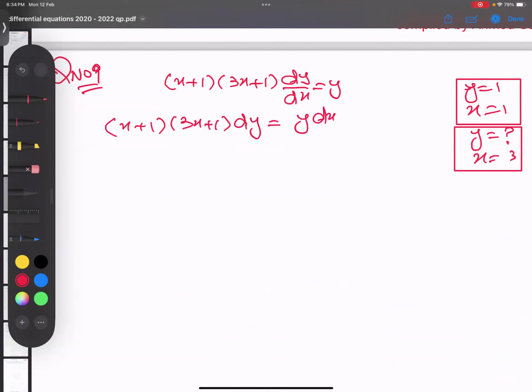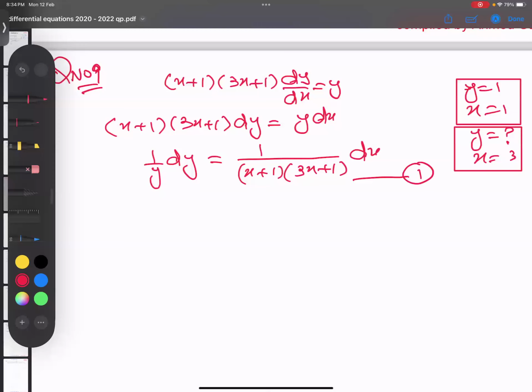All right, but we need y as the subject, so make sure. It means this y will come this side and the whole will go the other side. Look, I show you. 1 over y times 2 dy equals 1 over x plus 1 times 2 3x plus 1 dx. Now, before I start integration, you know it very well, when two or three things multiply in the denominator, we have only one way: partial fraction. So I'm stopping it here and calling this equation number 1.